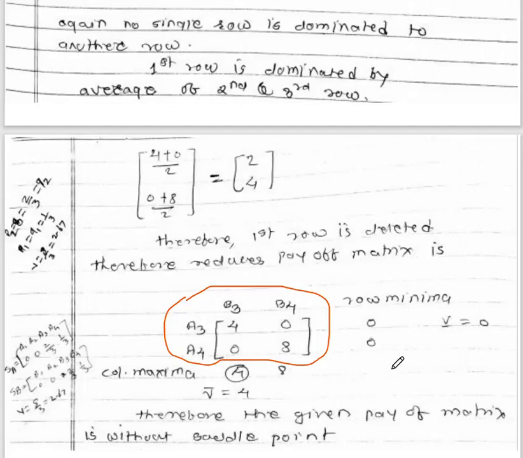Now I will give you the remaining part of this problem as homework. You have to solve this problem to find P1, P2, P3, P4 and Q1, Q2, Q3, Q4, and then the value of the game. The solution of this problem is given here, so you have to solve it.